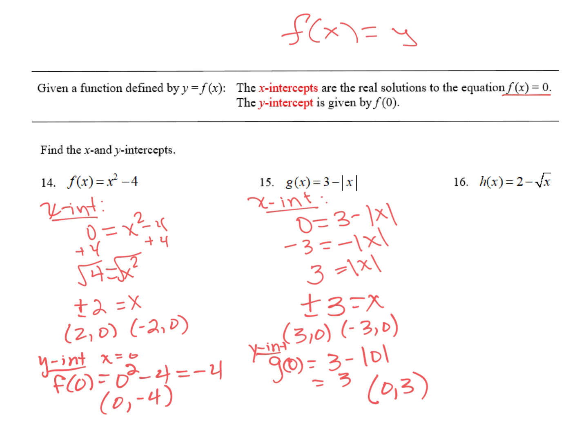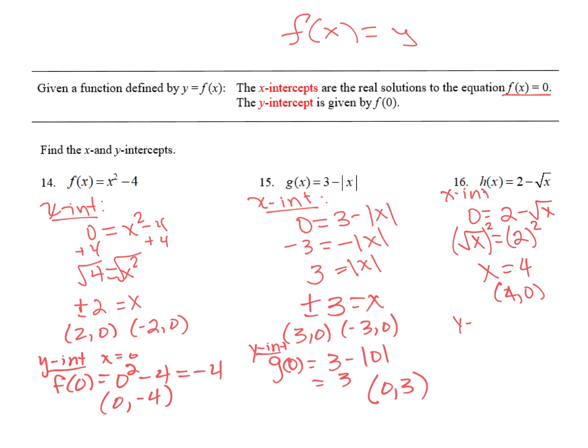Okay, one more. To get the x-intercept I'm going to do 0 equals 2 minus the square root of x. I'm going to do it a little bit differently. I'm going to move the square root of x to the left, make it positive, and then to get rid of the square root, we're going to square both sides. So x equals 4. So my x-intercept is (4, 0).